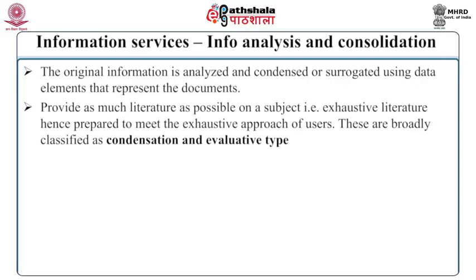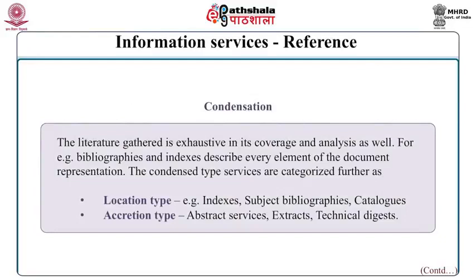These are broadly classified as condensation and evaluation type. First, let us see the condensation type. The literature gathered is exhaustive in its coverage and analysis as well. For example, bibliographies and indexes describe every element of the document representation. The condensed type of services are categorized further as location type, that is indexes, subject bibliographies, catalogs, etc. Accretion type, that is some value is added, that is abstract services, extracts, technical digests, etc.